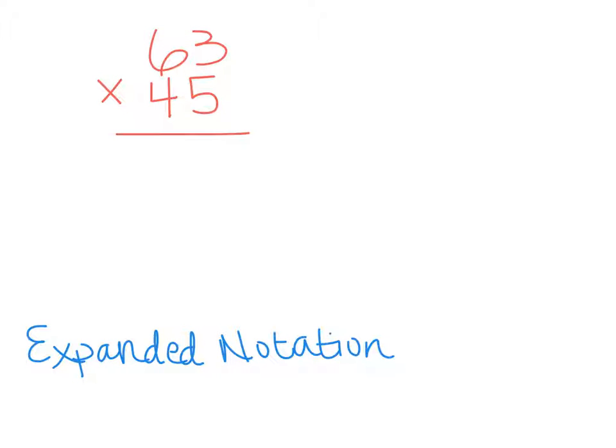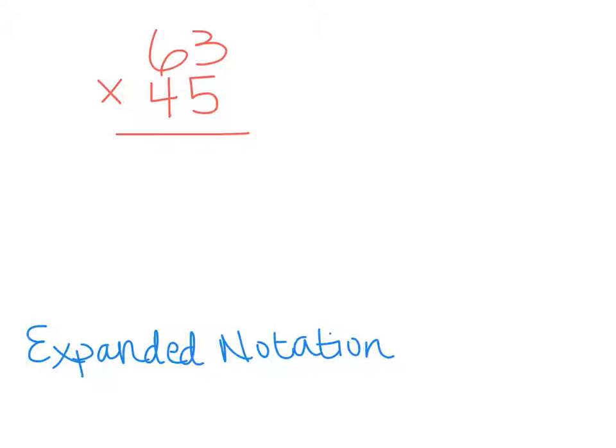Another way that we can multiply numbers that have more than one digit is to use a method called expanded notation. It's basically the same thing as what you would do with place value sections without the box. So here's an example, 63 times 45. The first thing I'm going to do is break each of these numbers into their place value sections. And then I'm going to multiply those individual parts by the rest of the number.